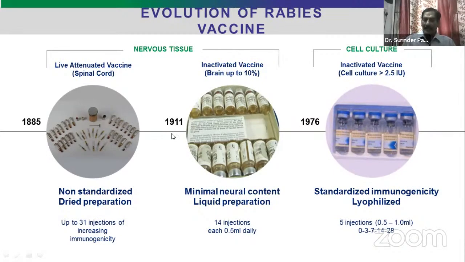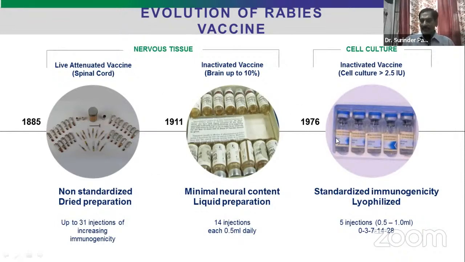And in 1911, the brain was used for making the vaccine, and it was an inactivated vaccine. Minimal neural content was there, and it was a liquid preparation with so many side effects, and 14 injections were given in the anterior abdominal wall, 0.5 ml daily. But they were also very painful injections. When I joined, I was using these vaccines in our hospital and in villages.